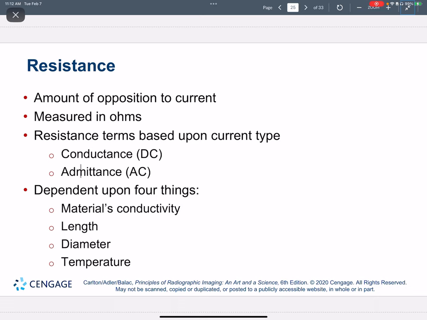The chapter here has two different types that they talk about, conductance and admittance. I'm not concerned about that, so we can kind of just gloss right over those two terms. Don't get too hung up on either one of them. But what's more important is these factors right here. So we're talking about electrical resistance, depending on four things: material's conductivity, length, diameter, and temperature. So let's talk about that.